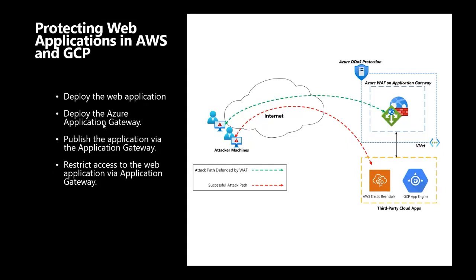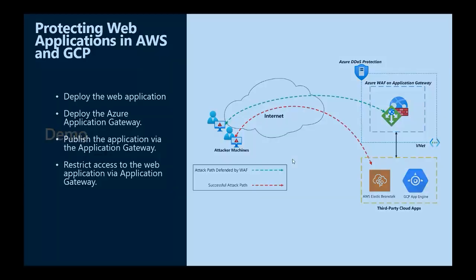So in terms of the general flow, we have the deployed web applications. We have deployed the Azure Application Gateway. This application is published through the application gateway. So for you to access the application, you go through the application gateway, and then we restrict access such that you can only access this through the application gateway. So anyone else trying to go directly to these applications is going to be stopped. So this is the general flow of the topology and of the demonstration.